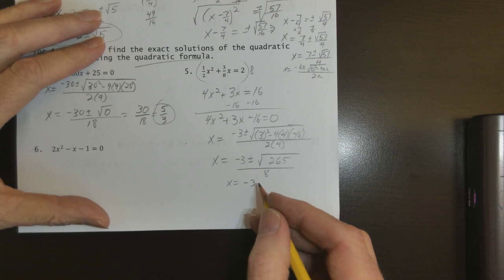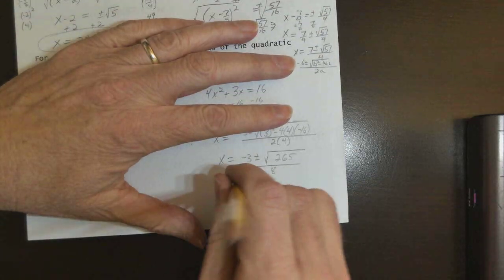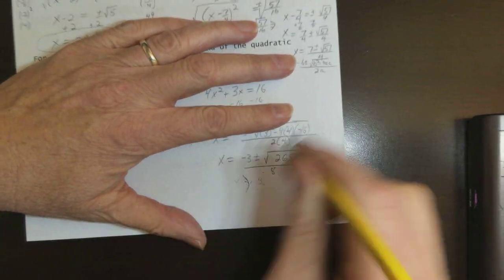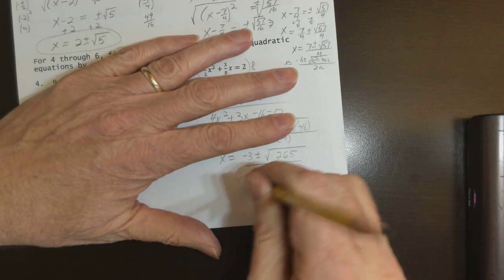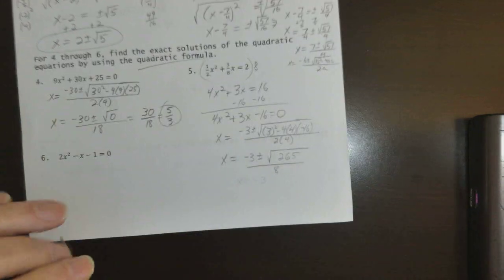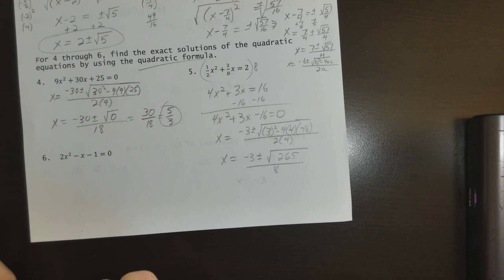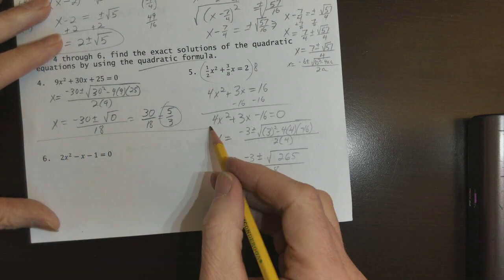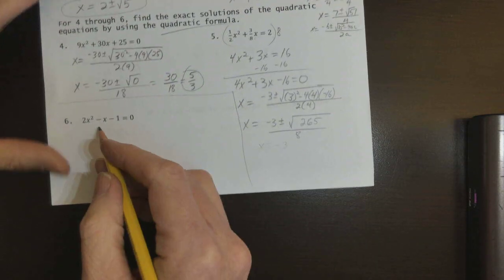So it's negative, well, that's good. I'm going to leave it just like that, because I don't think we're going to simplify that radical any. So, all right. This one.